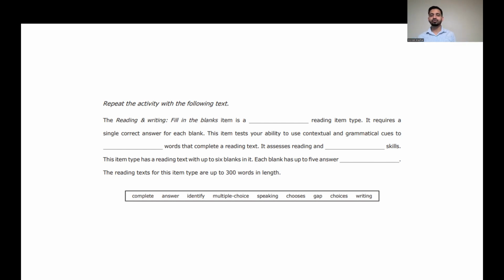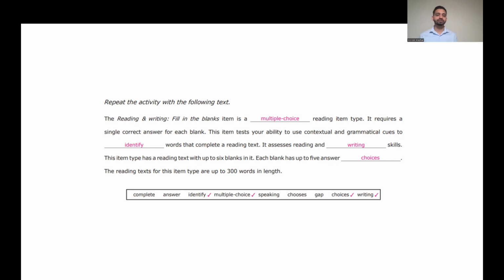I hope you got an idea of how we are working through this activity, but I also want you to understand this introduction of the activity. So I'm going to read it out again. I'll share the answers with you and we'll read together. So the reading and writing fill in the blanks item is a multiple choice reading item type. It requires a single correct answer for each blank. You've got to choose one answer from the multiple choice list that you have.